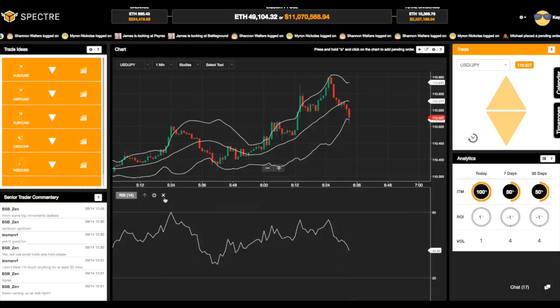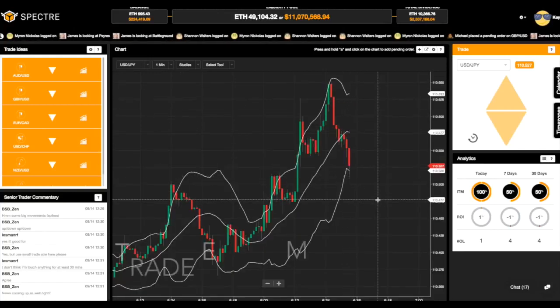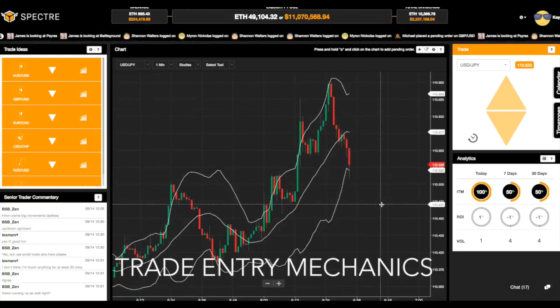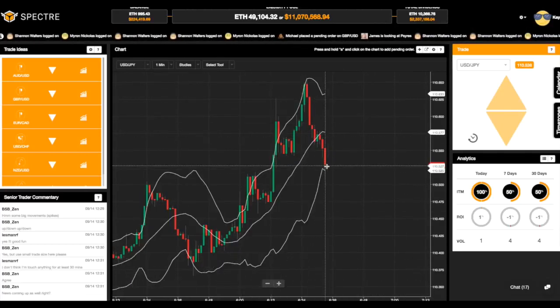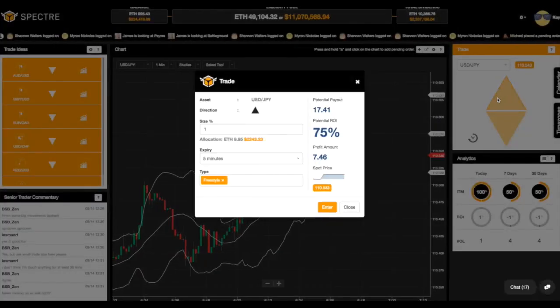So I'm going to go ahead and show you how exactly you would take a trade in Spectre. The price is falling at the moment, and I believe that it's hit a lower boundary, so it may actually rise. So what I'm going to do here is take a very short-term trade that I believe is going to go up.